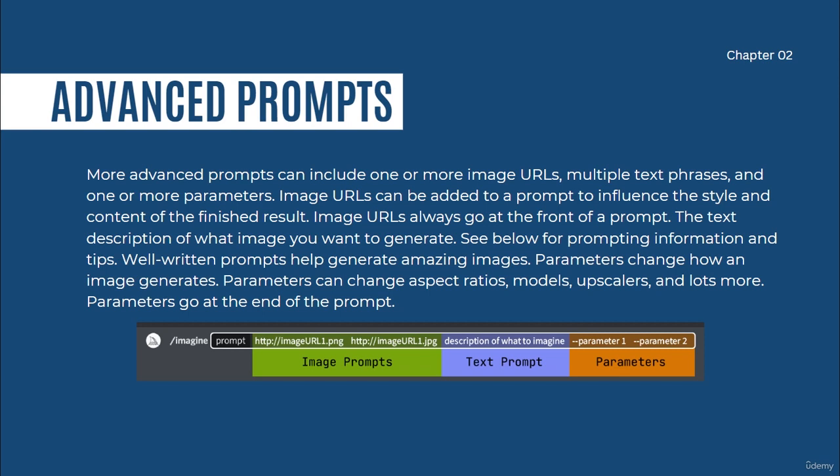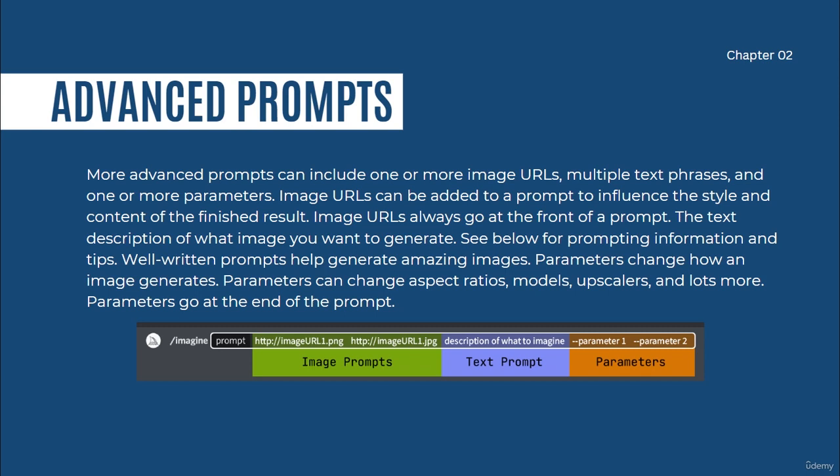Image URLs can be added to a prompt to influence the style and the context of the finished results. For example, you have a design inside your image and you want to direct the Midjourney bot to give you results according to this design. You want it to follow the specific design and you want all the results relevant to this design, so you can provide your images to this chat of Midjourney.